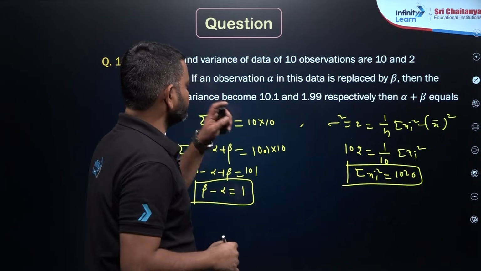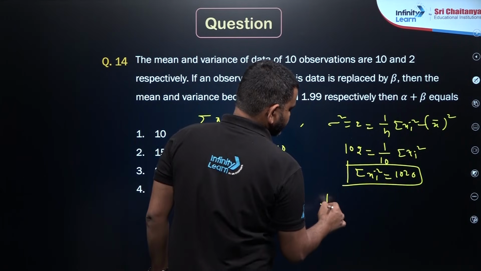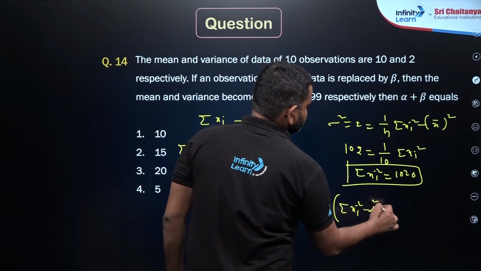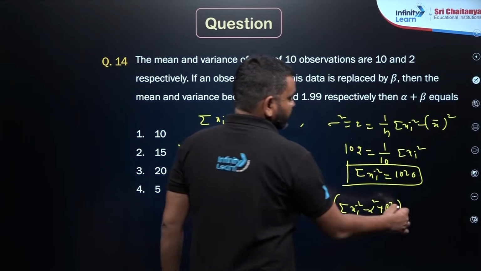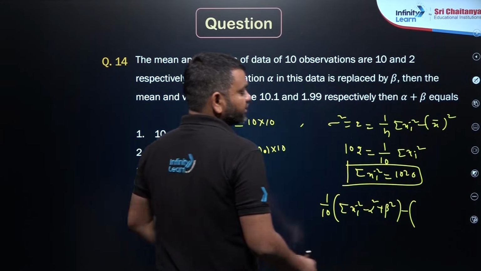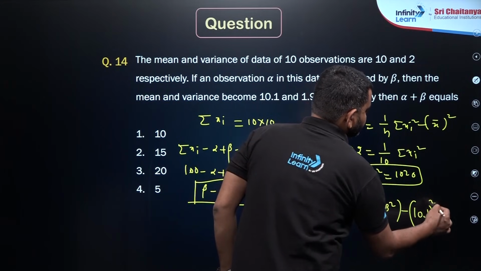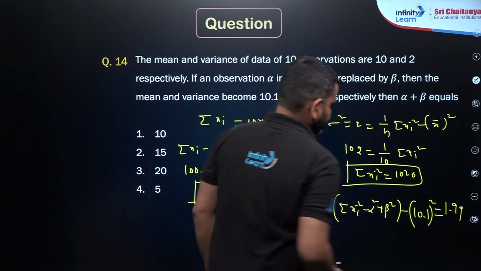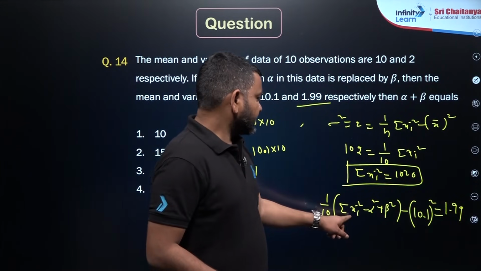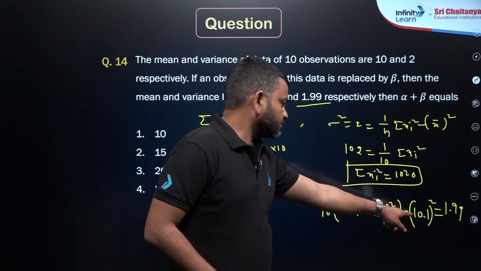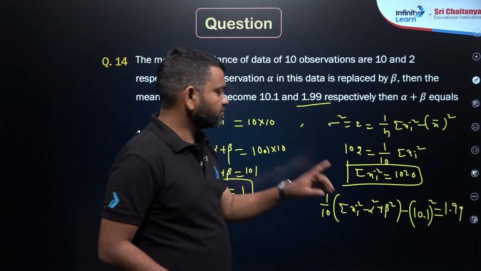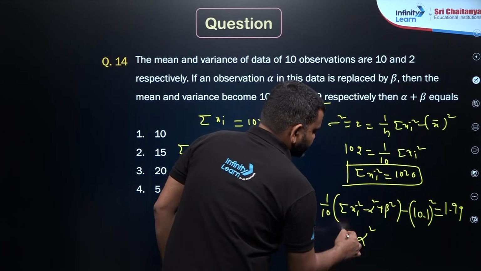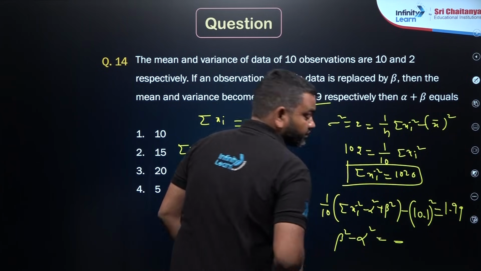Now try to write the new mean and variance here. So 1 by n, which means 1 by 10 times of sigma xi square minus alpha square plus beta square I am writing, minus new mean is going to be what, 10.1. So 10.1 whole square. This all is equals to 1.99, right? So here this value we already know, 1020. This square you do and add it on the right side. So if you do all that, you are going to get some value for beta square minus alpha square is equals to some value you are going to get.